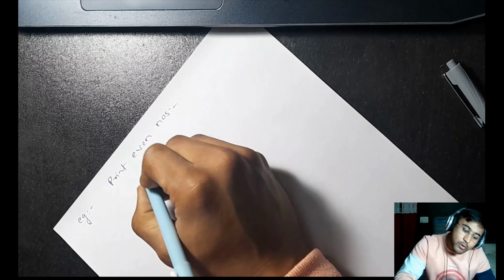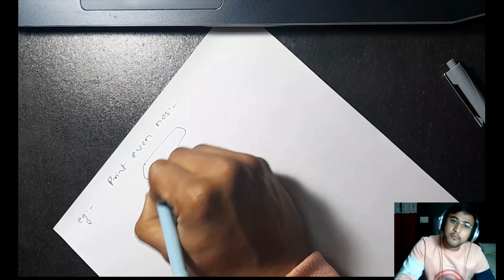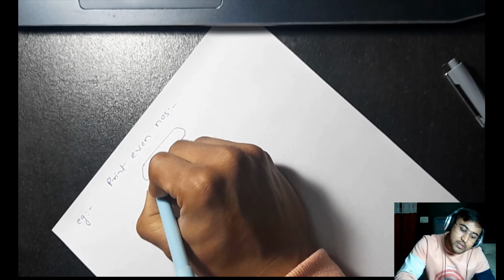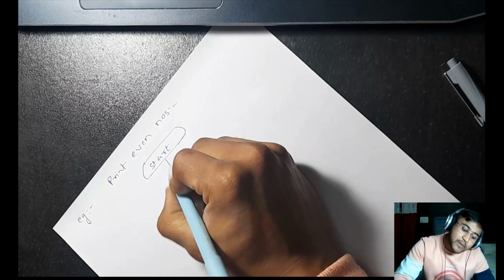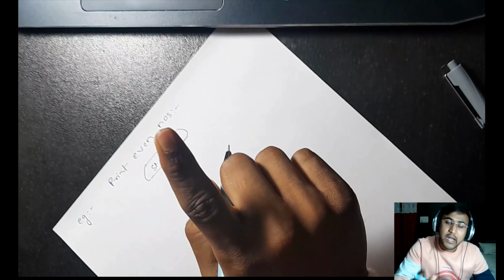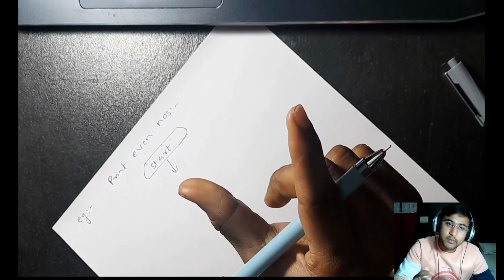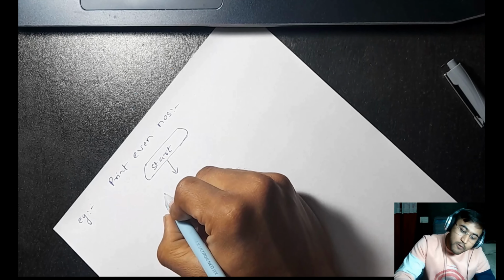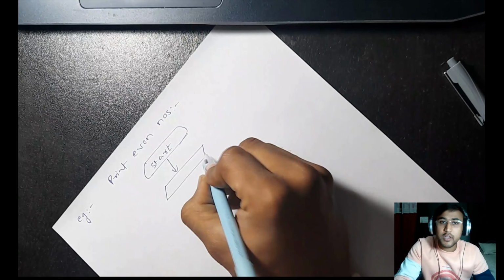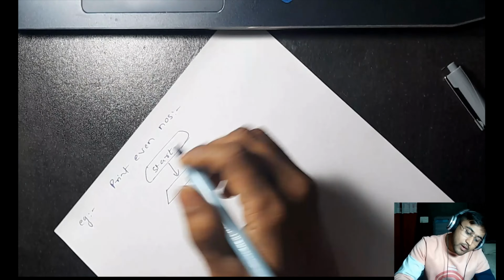That input will be the range up to which the user wants to print the even values. So for that, we need to again start our flowchart. For starting our flowchart, we will use this elliptical shape. We have started our flowchart. In the next step, we need to take the input from the user. That input is the range up to which the user wants to print the even values.